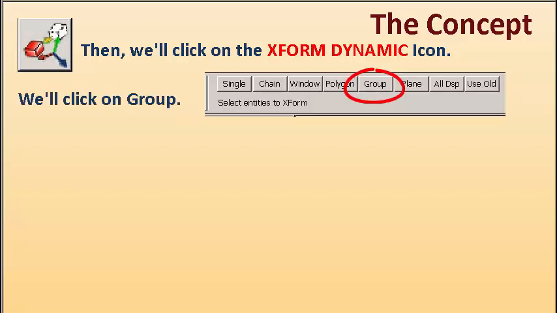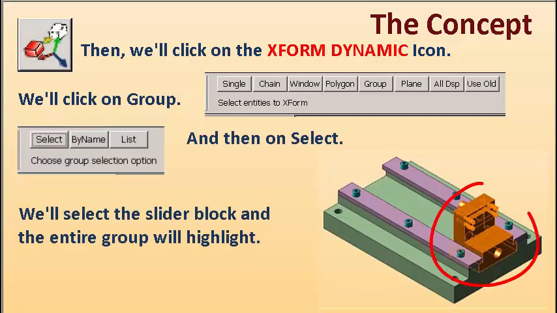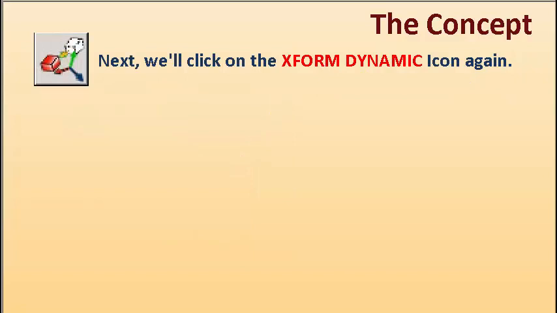We'll click on Group, and then on Select. We'll select the slider block, and the entire group will highlight. We'll drag this vector, and the entire group will move along the track.